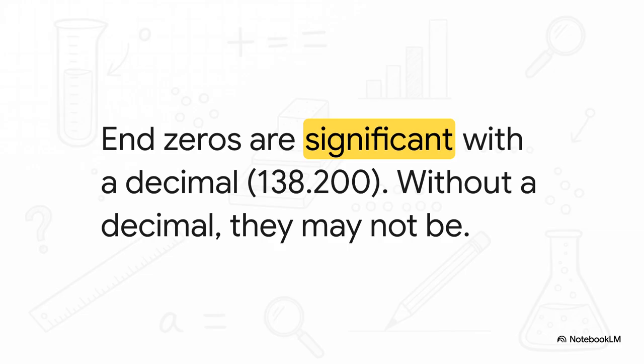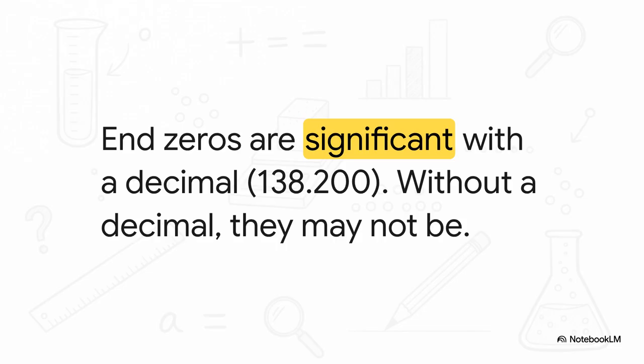Let's move to rules 3 and 4. These govern end zeros, also known as trailing zeros. And honestly, this is where we see the immense power of the decimal point. Rule 3 says if there's a decimal point anywhere in the number, zeros at the end are automatically significant. Science just assumes you wouldn't bother to write them down unless they meant something highly precise. So 138.200 meters has 6 significant figures.